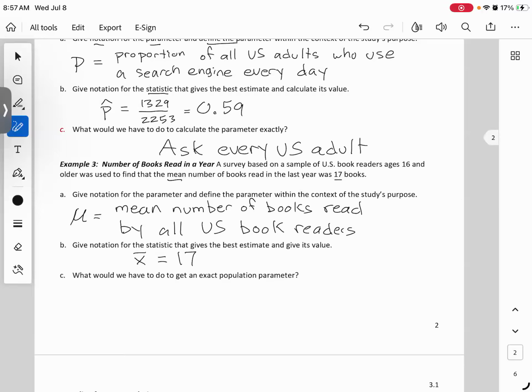So you would use X bar, it's a mean from a sample. And then like the last problem, this is only a guess. It could be off. Maybe it was really 20, maybe it was really 15. But if you wanted to get it exact, you would need to go and survey every book reader.